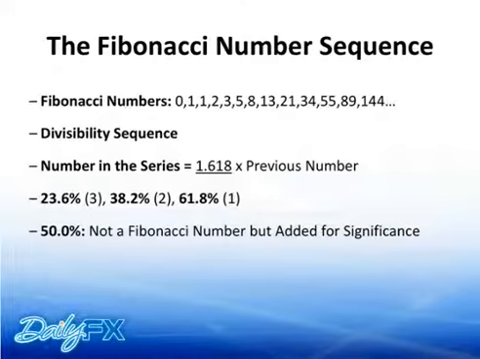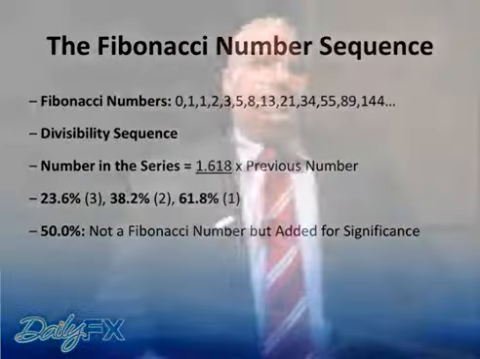And this is a sequence that has a divisibility factor in it, and that's where we get our percentages from. Basically each number in the series equates to 1.618 times the previous number. And that's where we get the 61.8, which is the golden ratio, which is one of the most important things in Fibonacci trading, and we'll get into that as we go forward.